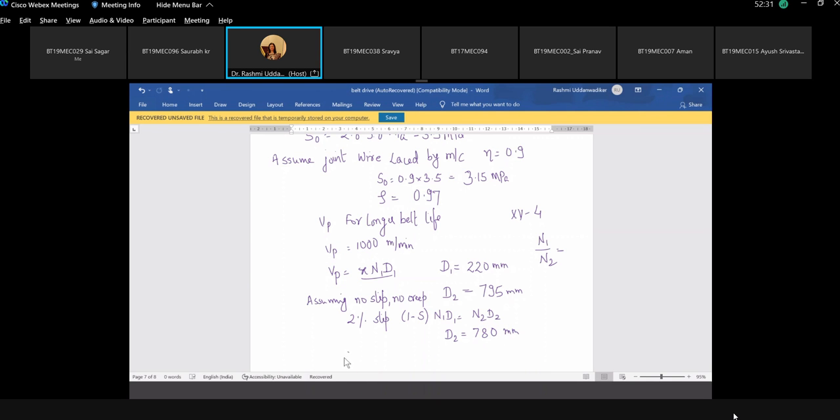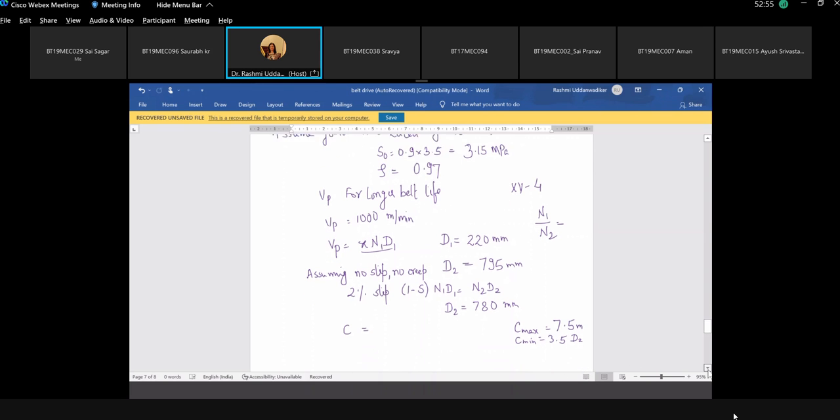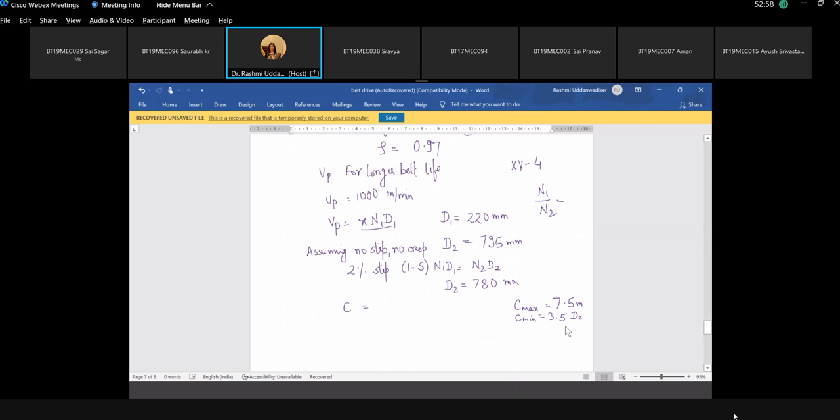Then we have to consider the center distance, C. The maximum center distance, as per the data book says, it cannot exceed 7.5 meters. And the minimum center distance, this has to be 3.5 times the larger pulley diameter. So we go with this and see that this is not exceeding 7.5 meters. If there is no space constraint, instead of going with this minimum value, you can safely go with 4 times D2. This is minimum. So you can go with 4 times, 4.5 times larger pulley diameter, as long as this is not exceeding 7.5 meters.